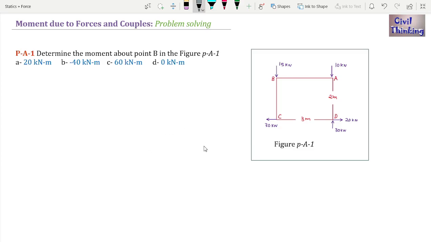Now, coming to the question: determine the moment about point B in the figure PA1. We have to choose one option. Which one is correct? Let us begin finding the moment at B.